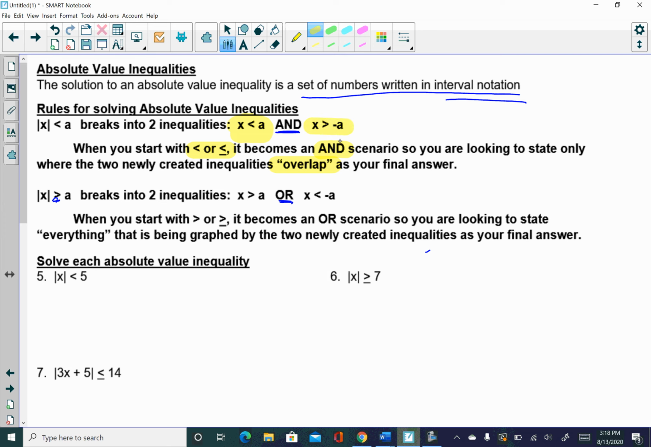Okay. Now for your or, if you start with greater than or equal to, greater or, and so in this particular case, you're looking for everything that is being graphed from your two newly created inequalities.